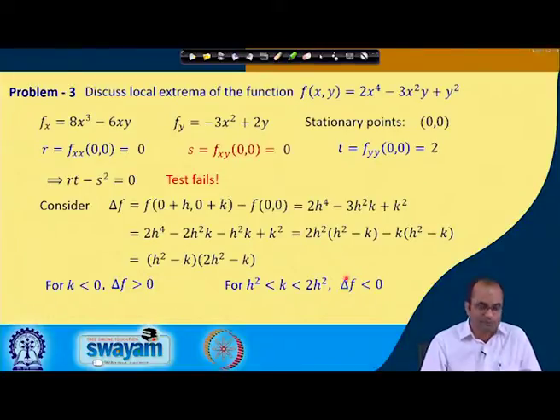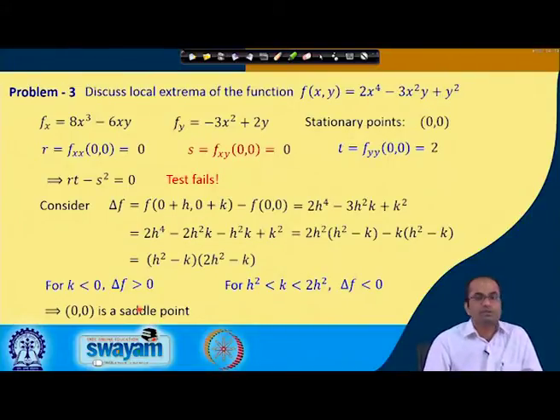So, what we have observed, and this is interesting, is that in the neighborhood of this 0 point, delta f is positive and also delta f is negative. So, it is changing sign in the neighborhood of this 0 point, and that means this 0 is a saddle point. So, again we were able to identify this point, the 0 point, as a saddle point, which was not possible with the second order test, but by direct observation we can find that this is a saddle point.